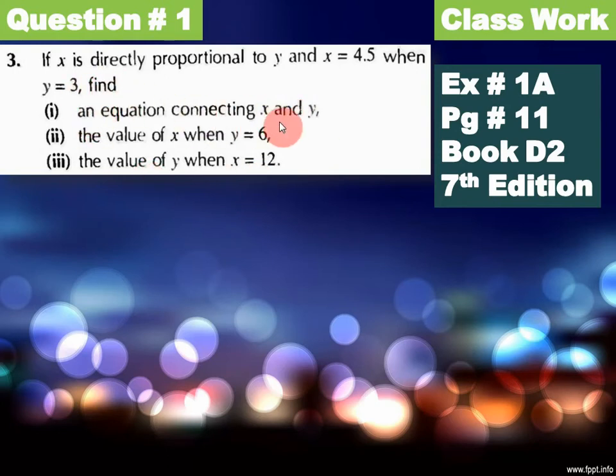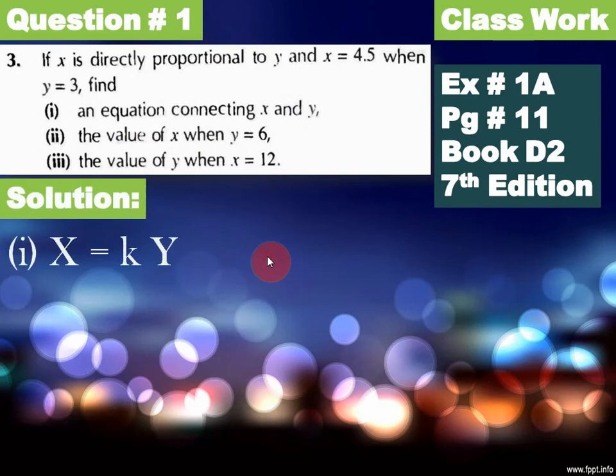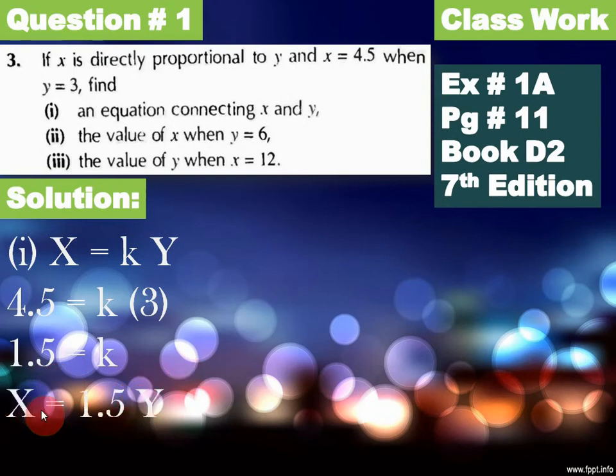First we have to solve this part. The solution of the first part is x equals k times y. First we have to write the equation. The first variable is x, so we write x on the left side, and the second variable is y, so we write y on the right side, attached to the constant of proportionality k. Next, substituting the values of x and y, 4.5 and 3, we get k equals 1.5. Now the equation becomes x equals 1.5y. So this is the first part: write the equation of x and y with the value of k replaced.